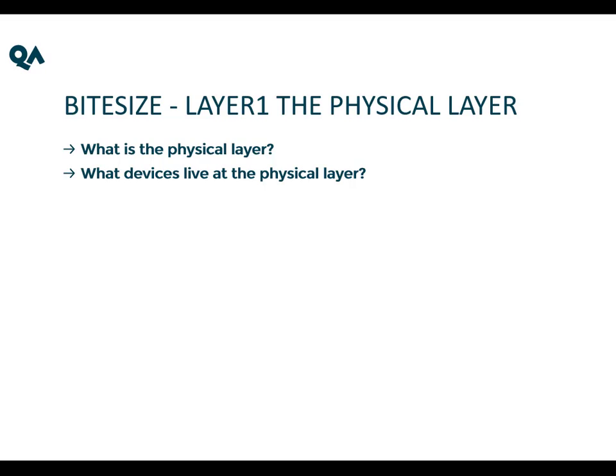So we're having a look at another bite size. This bite size we're going to look at layer 1, the physical layer of the OSI 7-layer network model. In one of my previous bite size videos we had a look at exactly what the OSI 7-layer model was. In this little bite size session we're going to look at what the physical layer is, and we're also going to have a look at what devices live at the physical layer.